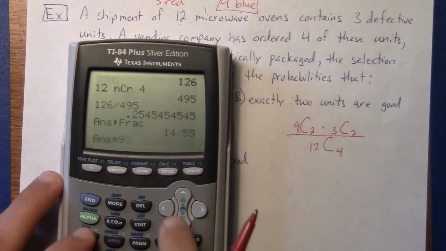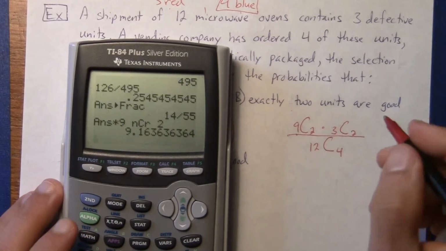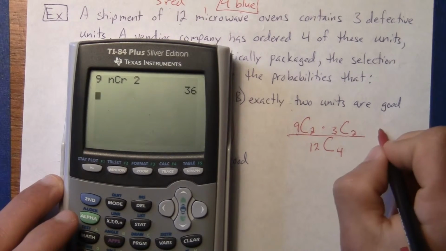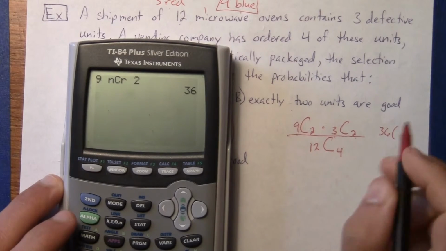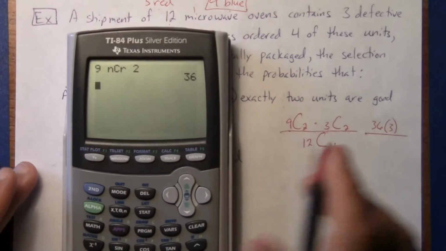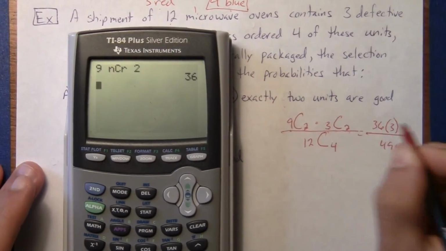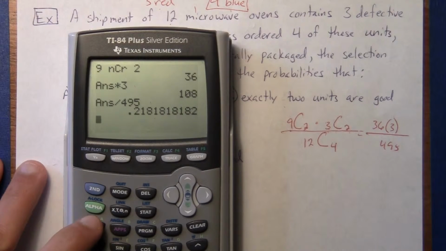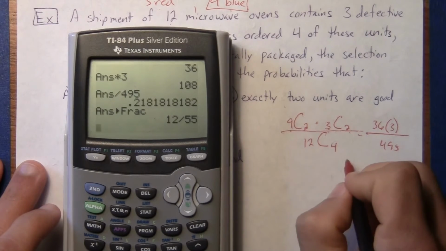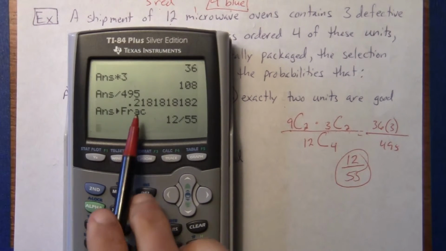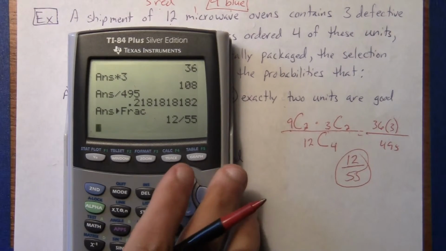So 9C2 looks like it's 36. Times 3C2, which I know is 3, over 12C4, which we said before was 495. So I've got 36 times 3, divide by 495. I can instead give that decimal, or if I want to simplify it, fraction, hit math, and then enter twice. It looks like it's going to be 12 out of 55. Or you've got about a 22% chance of that happening.